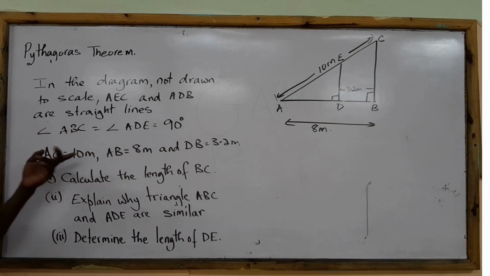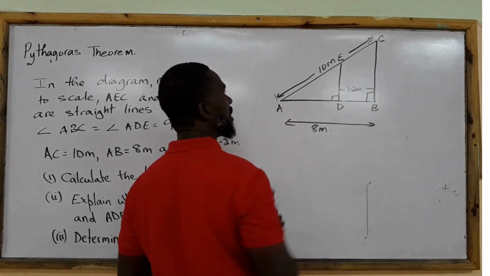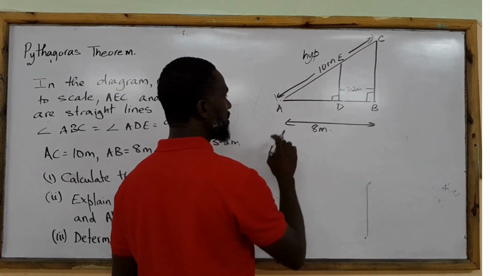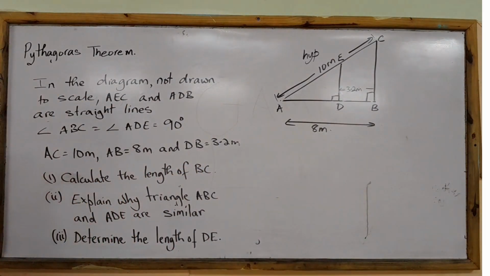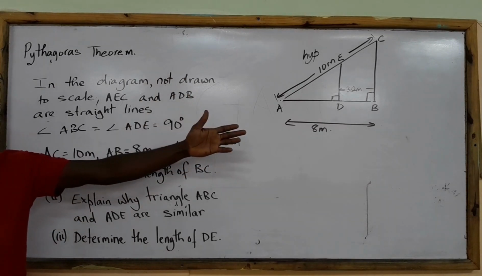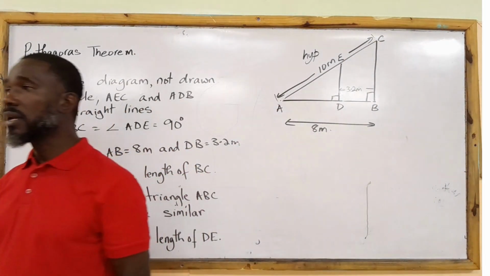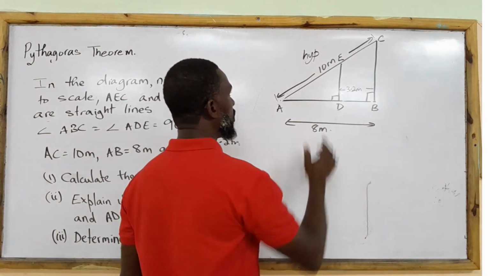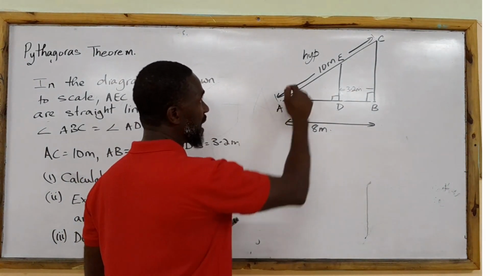Now, AC is equal to 10 meters, and which side of the triangle is this again? We call it the hypotenuse. So the hypotenuse is equal to 10 and AB is equal to 8 centimeters. So we are talking about right angle triangles, true? Since we are talking about right angle triangles, it simply means that in order to find one side, we are going to apply Pythagoras Theorem.